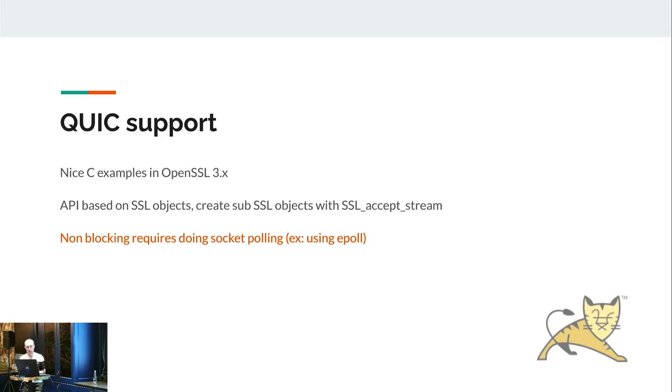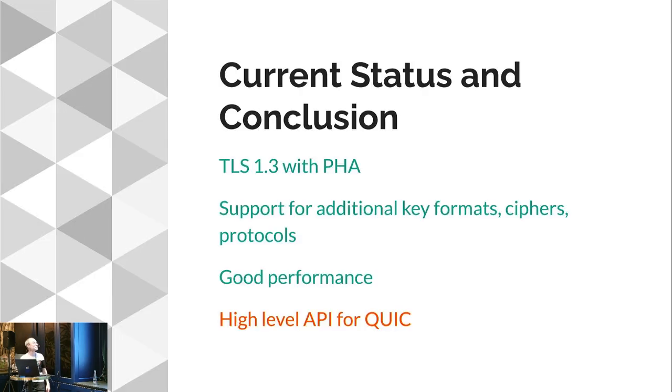Other than that, it would be very promising because we only have a few extra methods in the SSL engine, basically, to accept substreams of the QUIC connection and things like that. SSL accept stream is the main entry point, basically. It would create a sub SSL engine to a main SSL engine and, basically, it encapsulates a QUIC stream into that object. So that's very handy, unfortunately, not really usable at the moment.